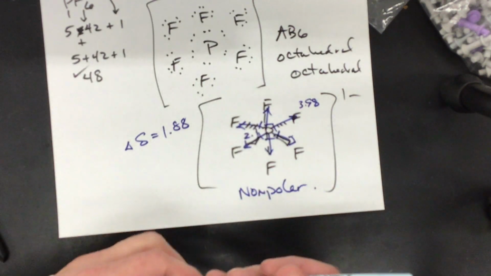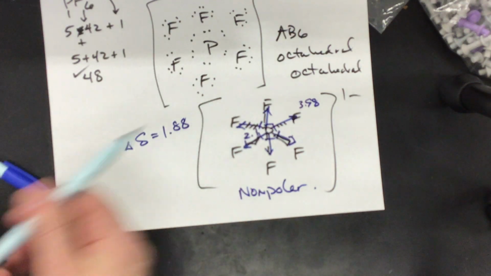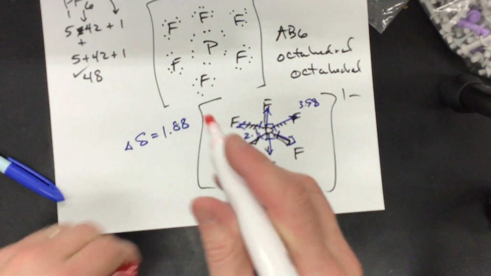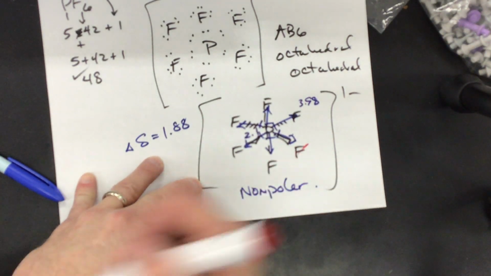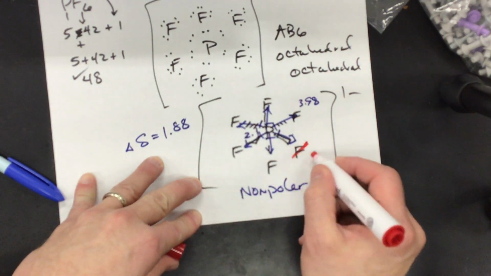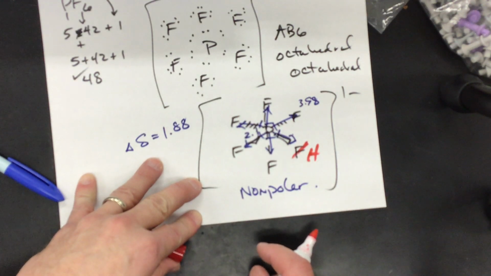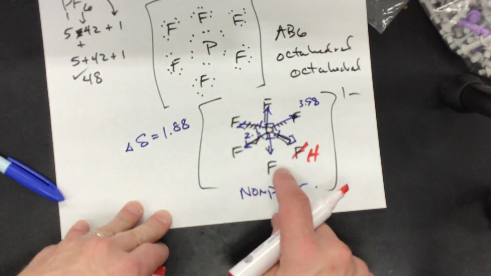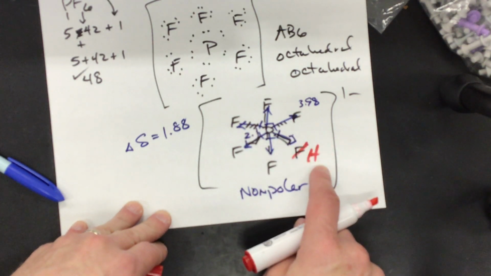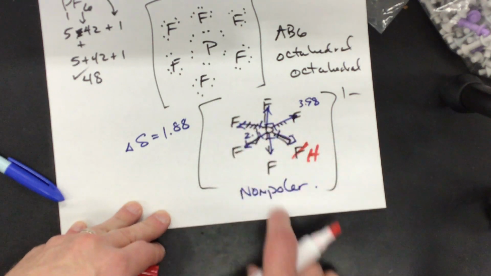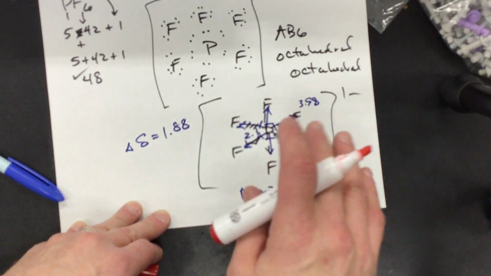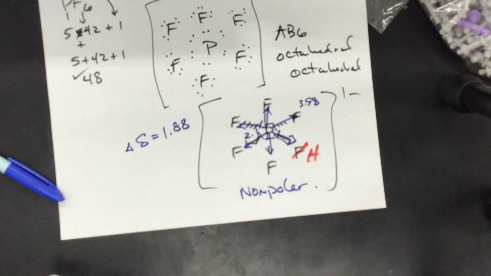Even though the bonds are polar, the overall molecule is nonpolar. You can make this polar very simply. If I changed one of those atoms and made that an H, or a bromine, something like that, because I changed that structure, those dipoles no longer cancel in the same way. Therefore, that would make it polar. But as it stands with PF6-, it's nonpolar. I hope that's helpful.